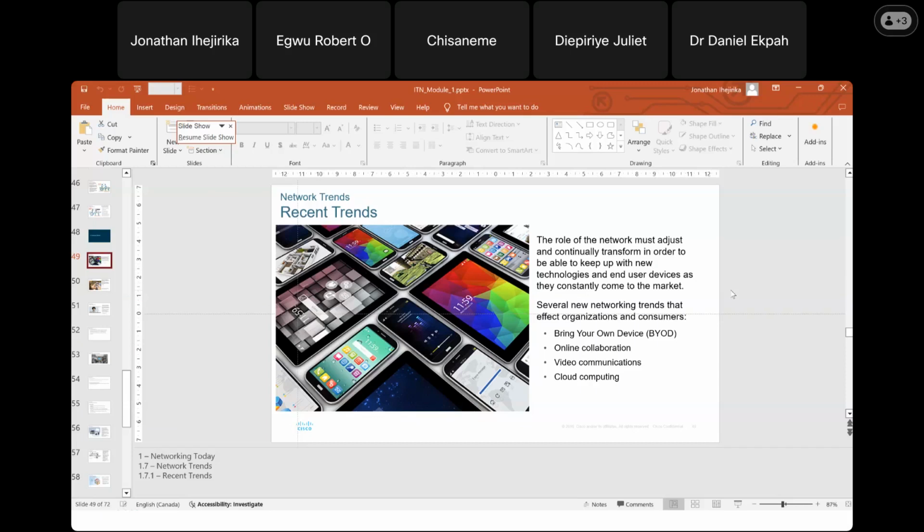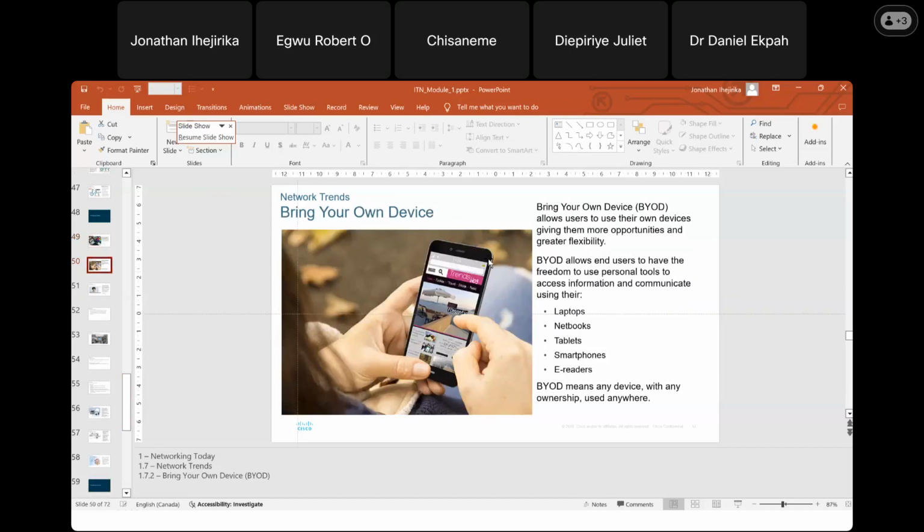BYOD, which is what? Bring your own device. When you say bring your own device, it could be your personal PC, your laptop, or even your smartphone. We have online collaborations, we have video communications, and we have cloud computing. Cloud computing is one of the major trends we have now. Bring your own device allows users to use their own devices, giving them more opportunities and greater flexibility.